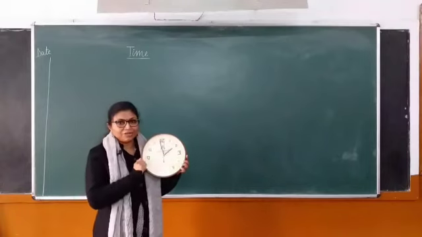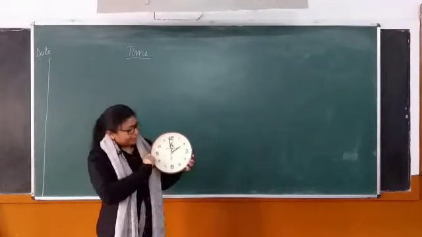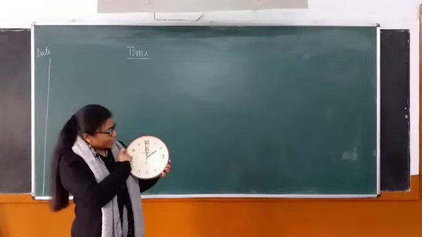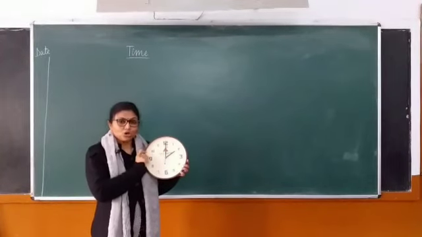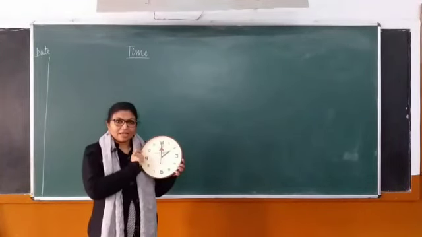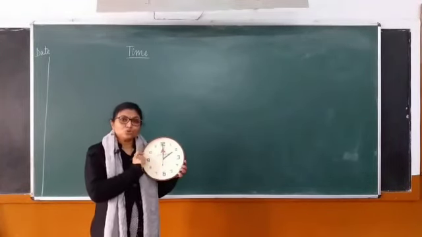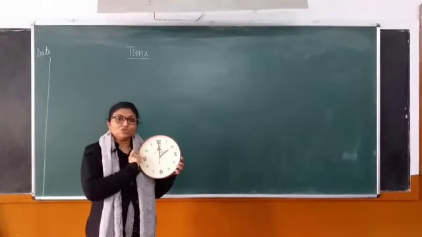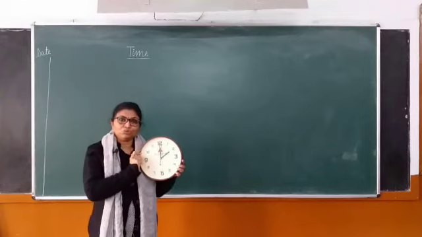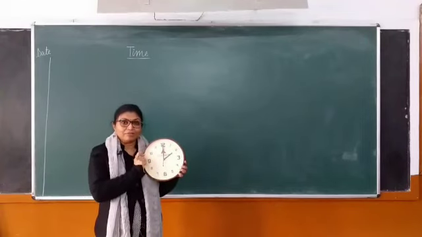Now the short hand is on number 2 and the big hand is on number 12. So what time is it? It is 2 o'clock. Yes, and when you used to go to school, 2 o'clock used to be your home time. So you used to wait eagerly for it to be 2 o'clock so that we could go home and relax.